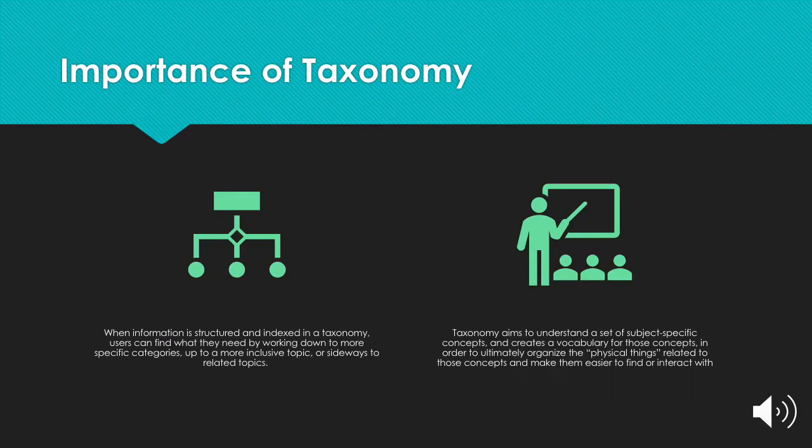Importance of taxonomy. When information is structured and indexed in a taxonomy, users can find what they need by working down to more specific categories, up to more inclusive topics, or sideways to related topics. Taxonomy aims to understand a set of subject-specific concepts and creates a vocabulary for those concepts in order to ultimately organize the physical things related to those concepts and make them easier to find or interact with.